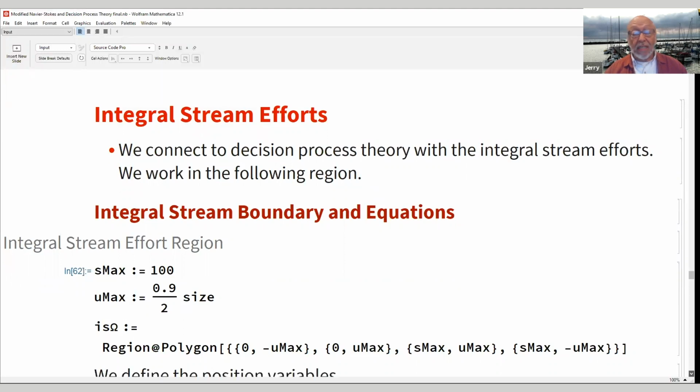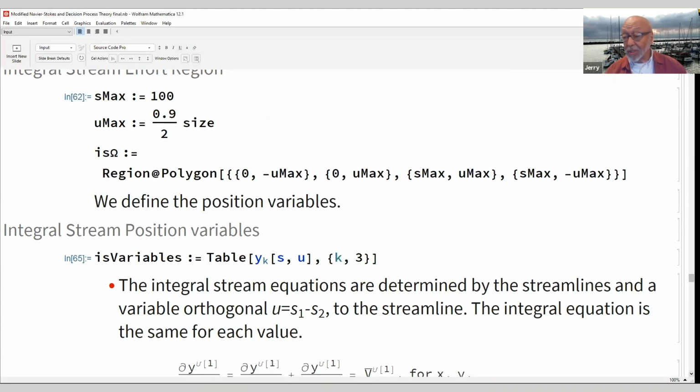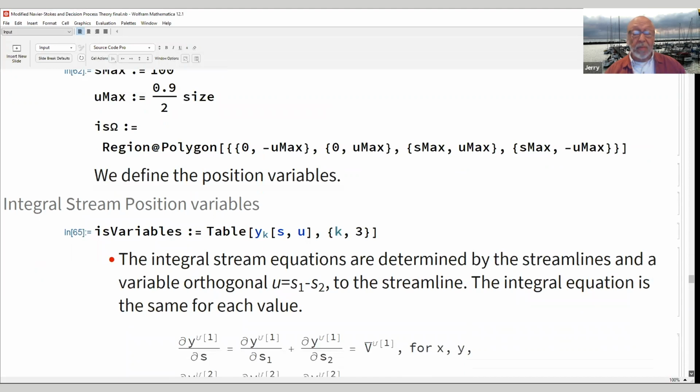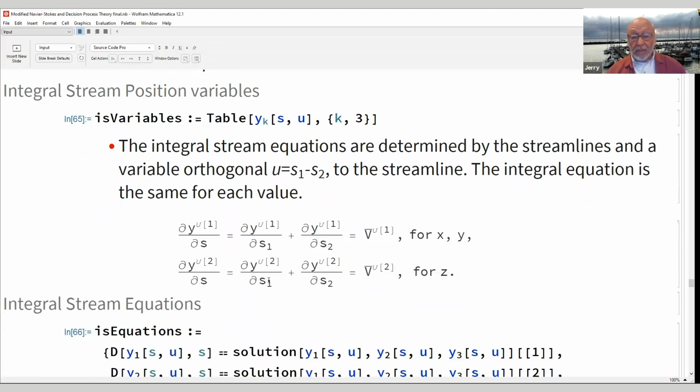That two-dimensional slice I could then look at as a three-dimensional plot. So here would be my two streamlines. I have one streamline associated with variables x and y, and another streamline that's associated with z.